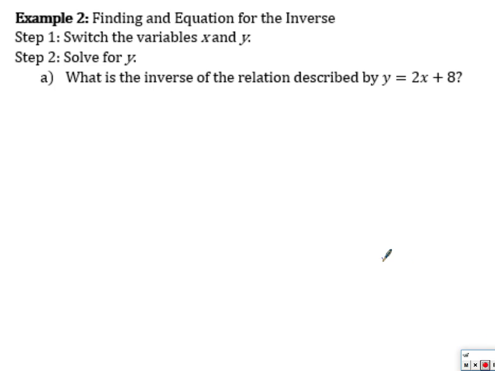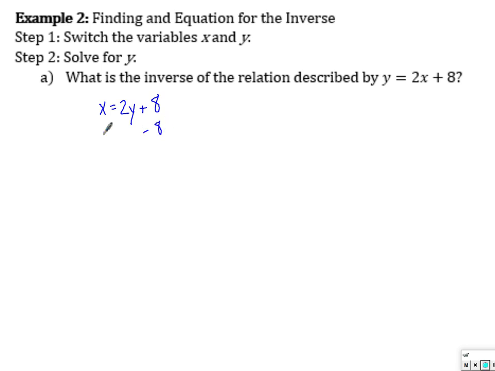So we looked at a list of ordered pairs, and we looked at a graph, and now we're going to look at it in equation form. If I have this equation here, y equals 2x plus 8, and I want to find the inverse, what I'm going to do is switch x and y. So instead of y equals 2x plus 8, I'm going to write x equals 2y plus 8. I just switched where x and y are, and then I solve for y. I get y by itself.